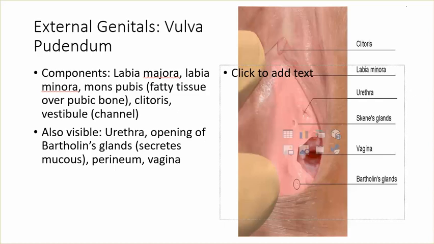The urethra opens up into the vestibule, and there are two glands called Bartholin's glands that are mucus secreting glands, also open up into the vestibule. And their job is to produce mucus to provide lubrication. The walls of the vagina itself are stratified squamous epithelium, so they can't produce mucus. And then the opening to the vagina.